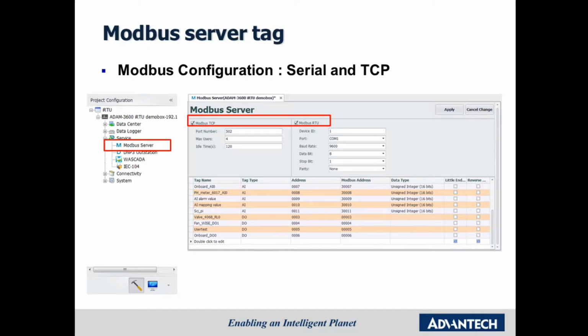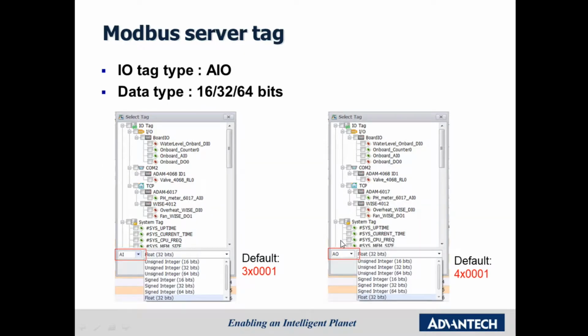For Modbus protocol, iRTU could play as Modbus server. You could open the connection of Modbus TCP and Modbus RTU depends on what the client wants. Check baud rate and data bit, and then add the tag you want to provide to the client. AIO tag has different data types to choose.